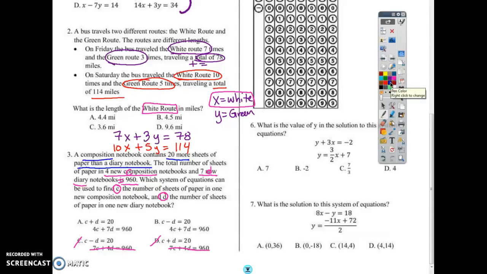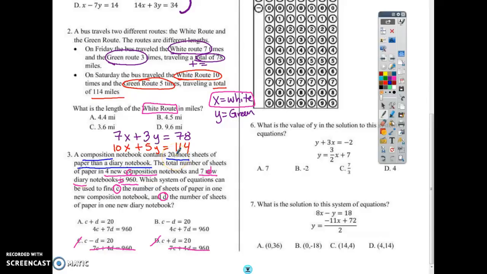It says that I have to have more composition notebooks. Which one says that you have more composition notebooks? Are you adding the composition and the diary and it gives you 20? Or are you subtracting the composition and the diary and that equals 20? You're supposed to have 20 more of the composition notebooks. It says composition notebooks contain 20 more sheets.